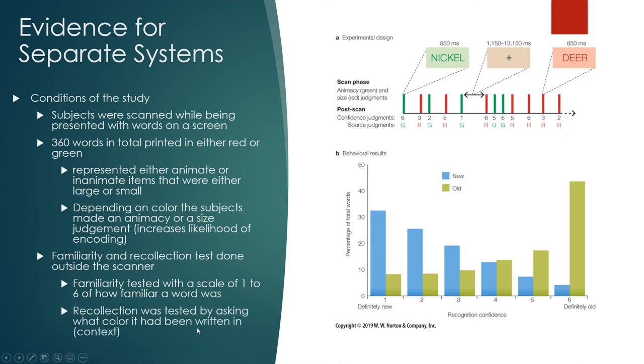Recollection was tested by asking what color a specific word had been written in. And so this is contextual. Context doesn't always have to refer to location-based stuff. We've learned in school about contextual clues when you're reading things. It's things that are associated with that, so you're binding different elements together. We've encoded that nickel was in green, and green is that contextual clue. That's what's being used to test recollection. They're shown a word, and then they're asked what color that word was in.